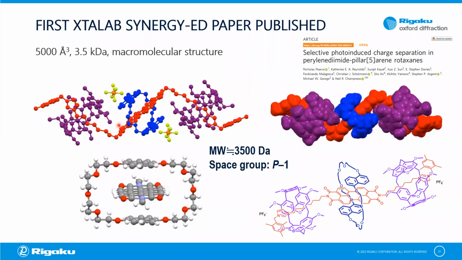It contains this rotaxane structure, and these rotaxanes are very, very challenging samples by themselves. They are vast structures with a huge atomic weight, 3,500 Dalton, mostly organic. They have very low symmetry, P1 bar, and they just don't crystallize very well. So they usually result in extremely small crystals.